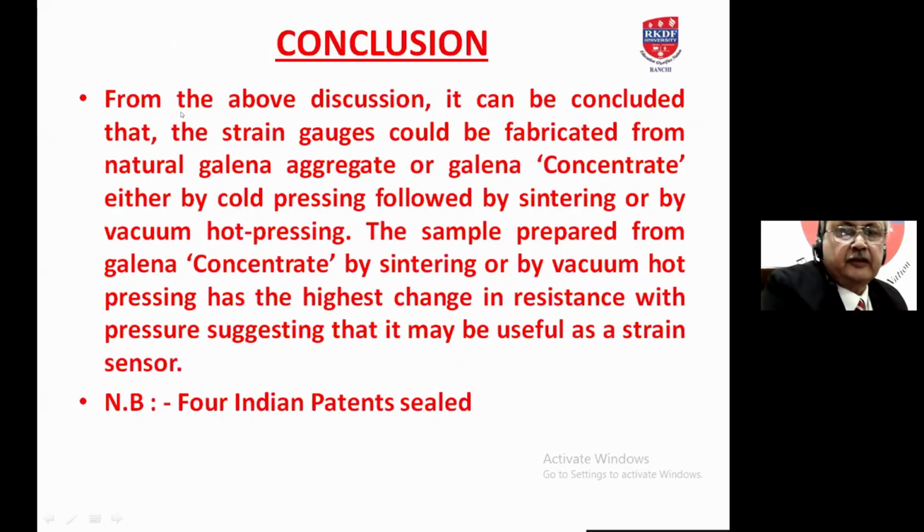Conclusion: from the above discussion, it can be concluded that the strain gauge could be fabricated from the natural galena aggregate or galena concentrate either by cold pressing followed by sintering or by vacuum hot pressing. Sample prepared from galena concentrate by sintering and by vacuum hot pressing has the highest change in resistance with pressure, suggesting that it may be useful for the strain sensor.